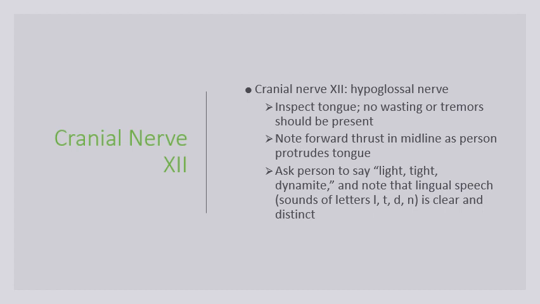Cranial nerve 12 is the hypoglossal nerve, and you want to look at the tongue. There shouldn't be any wasting or tremors. The forward thrust of the tongue should be midline, and they should be able to lift it, and it should still stay midline. Ask the person to say light, tight, dynamite, and you should be able to hear the consonants, like their speech, their articulation should be really clear. If there is a lesion, the tongue will deviate towards the lesion.